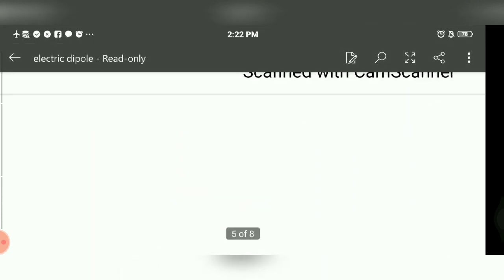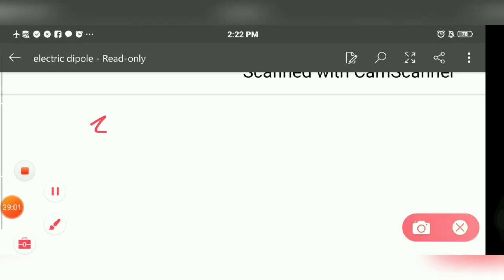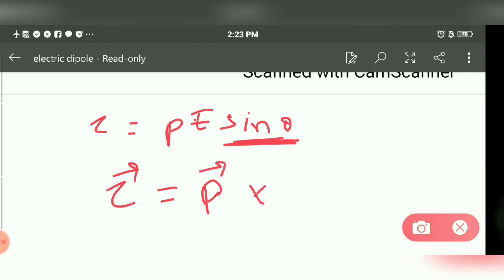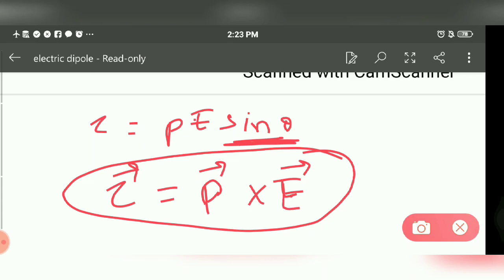So we get here tau equals PE sine theta. Sine theta stands for cross product, so we can write tau vector equals P cross E. So this is the torque. This is the torque acting on the electric dipole placed in a uniform electric field. So that is P cross E.